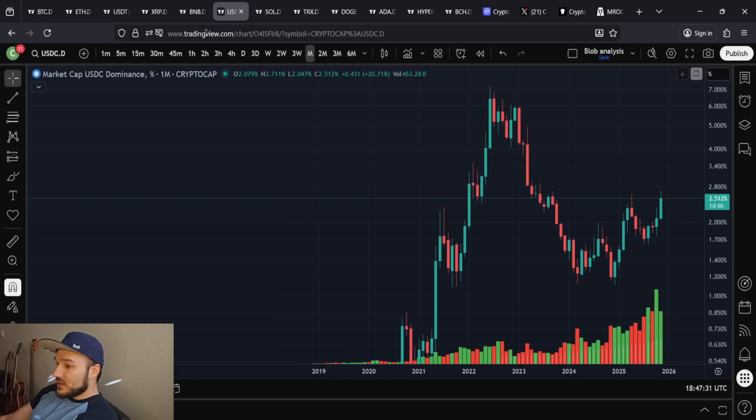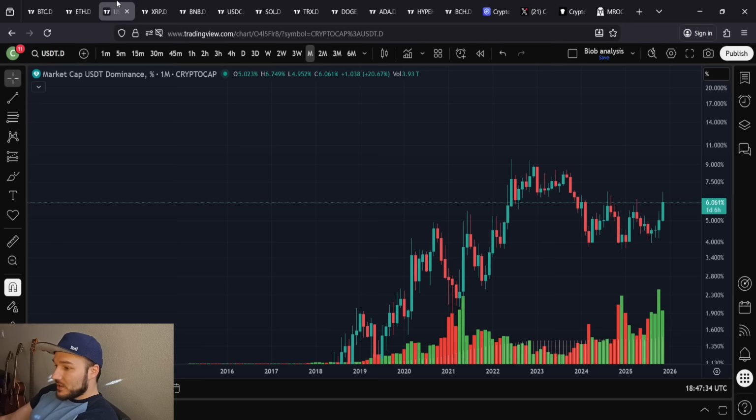USDC is up 20% in dominance this month, right? Up at 2.5%. USDT is up 20% in dominance as well, up at about 6%. USDT with the clear lead in the market cap dominance of stablecoins.